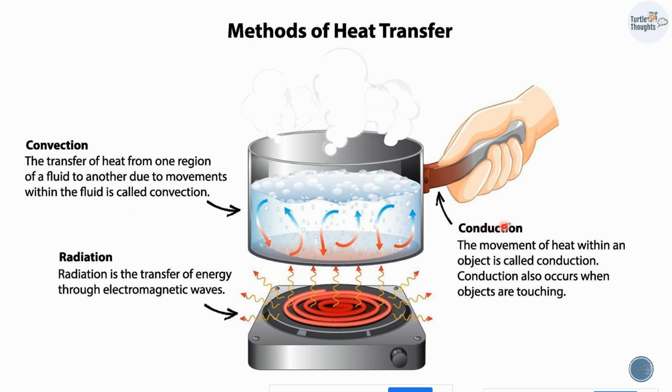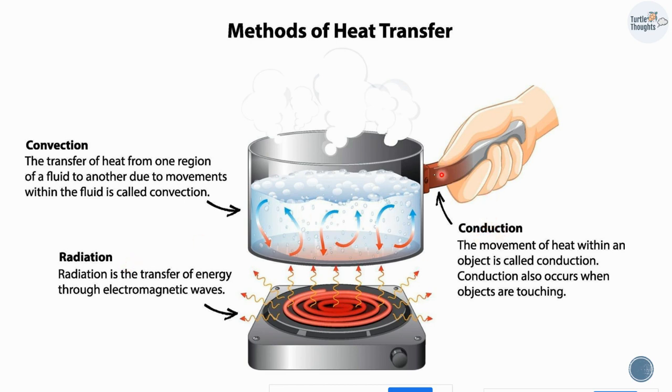Conduction: the movement of heat within an object is called conduction. Conduction also occurs when objects are touching each other. Convection: the transfer of heat from one region of a fluid to another due to the movements within the fluid is called convection. So, in the same diagram, I am trying to show all the three: conduction, convection, and radiation.